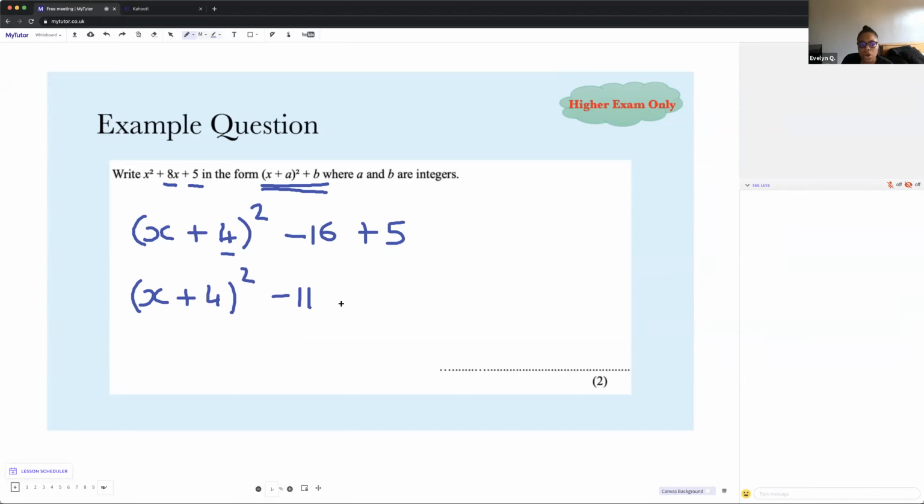So hopefully that makes a little bit more sense on how to complete the square. I'm sorry we can't go through another example question just because of time, but always remember you half b and then you take away whatever that value is squared and add it on to c at the end, and make sure you simplify it fully.